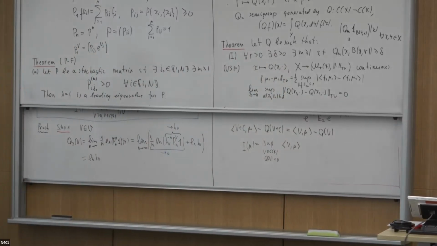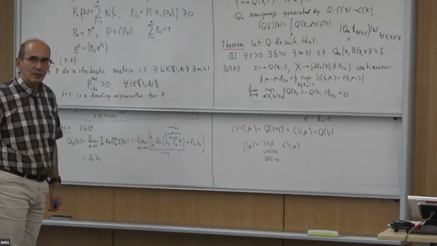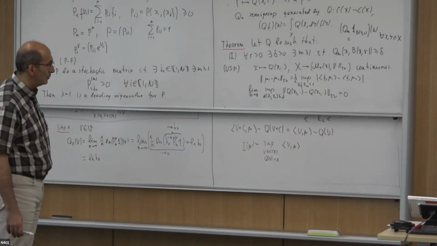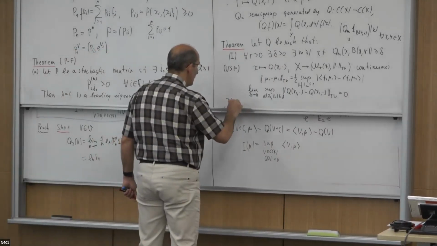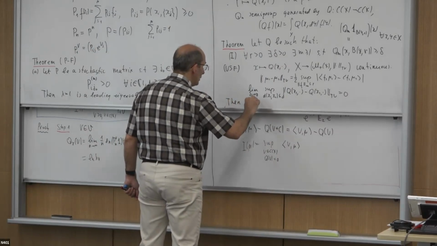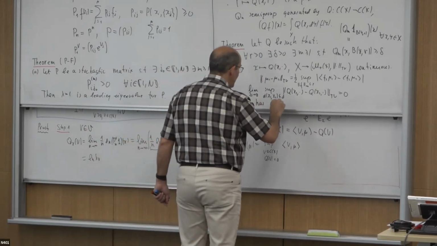Okay, the two hypotheses: strong irreducibility, and on a compact metric space you need some regularity condition on this transition function Q. Then Q has a leading eigenvalue.